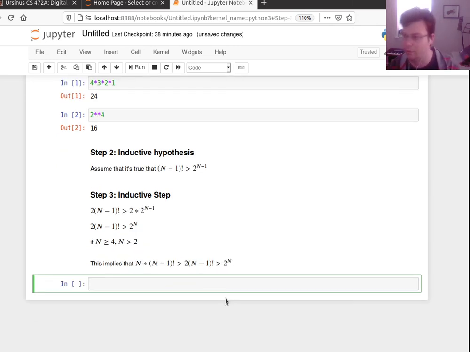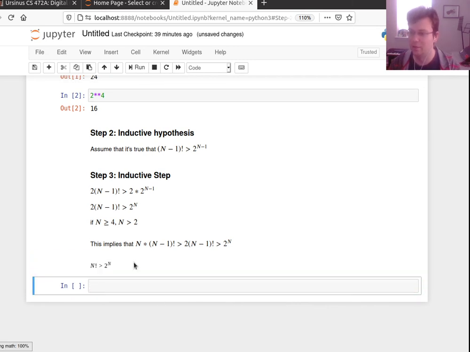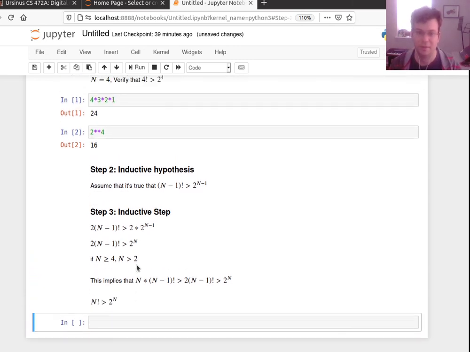Okay, so if I really do this out step by step, n times n minus 1 factorial, that is one way to define n factorial. So we've actually finished the proof. n times n minus 1 factorial is n factorial. That's greater than this, which is in turn greater than 2 to the n. So now we've finished the proof. Oops, I need to use LaTeX there. Okay, excellent. All right, that's it.